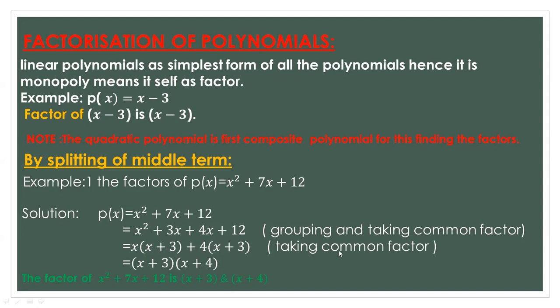Now taking the common factor again, x plus 3 is a common factor. Only x is left here, and here it is plus 4. Then x plus 3 into x plus 4 are the factors of x square plus 7x plus 12. Okay, students. So next, one more example for this.